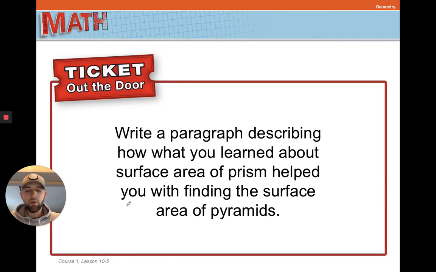All right, that's it for today. Take it out the door. You can write a paragraph describing how what you learned about surface area of a prism helped you with finding the surface area of pyramids.